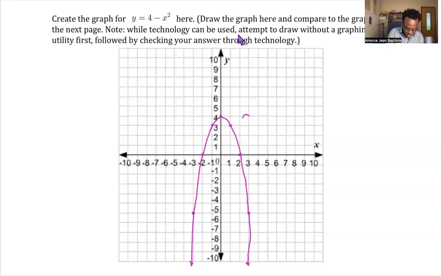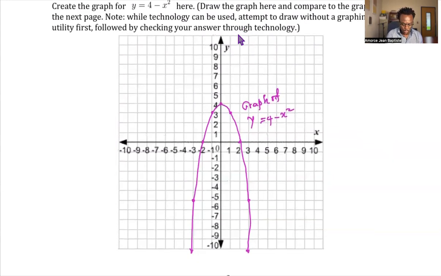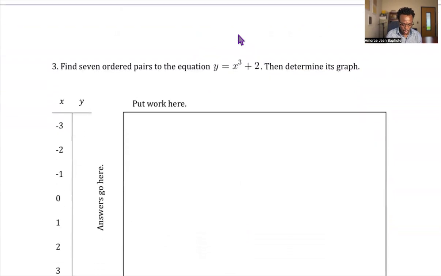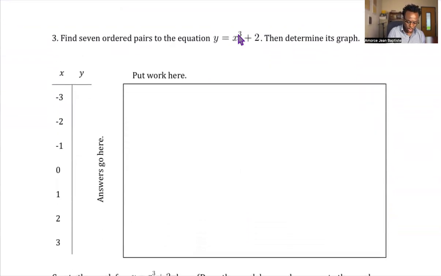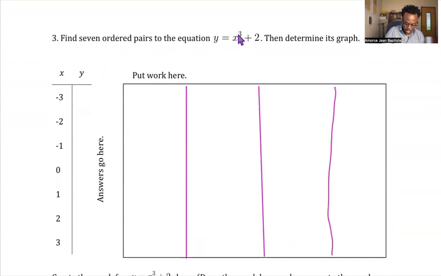So that is the graph of y equals 4 minus x squared. And then our next example here is the cubic equation. So we're gonna do the same thing, find the ordered pairs and then plot the points and connect them.